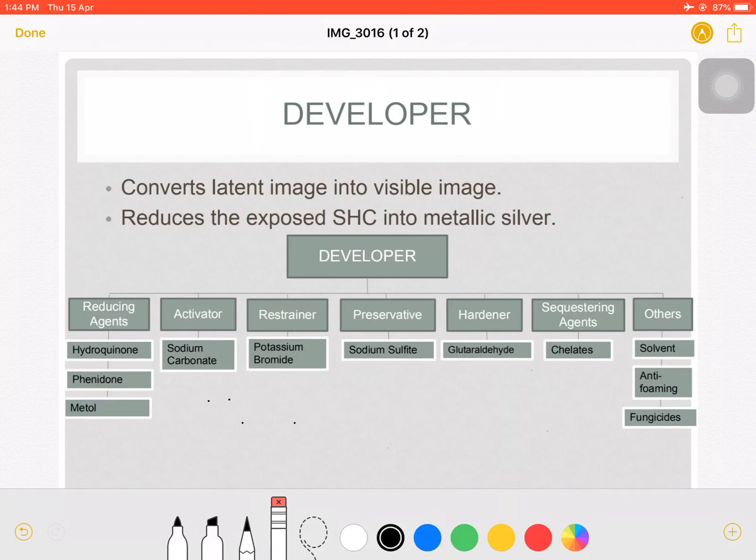Last is fungicides. Fungi develop in complete darkness and moisture. So, it could be virus, bacteria, and protozoa. Our developer solution is sometimes treated with fungicides, or sometimes it is already a component of our developer solution, so that it prevents the formation or development of fungi.